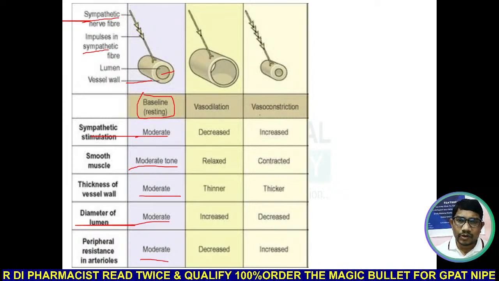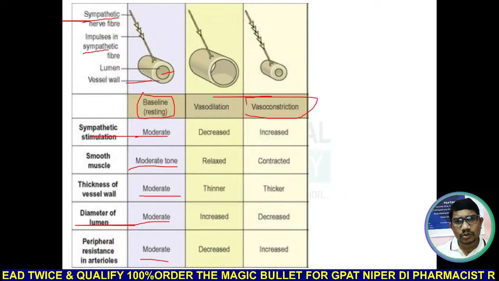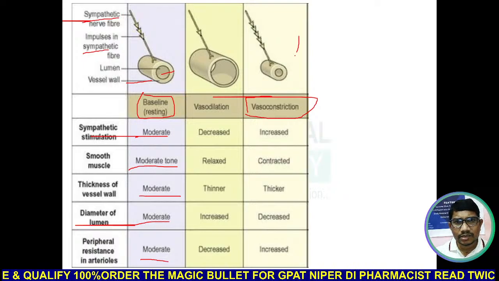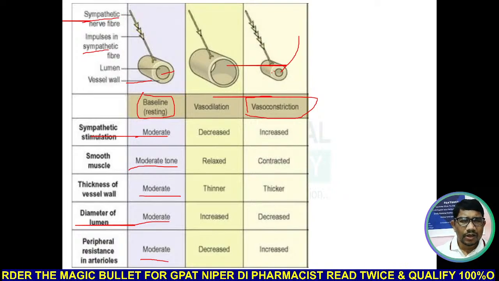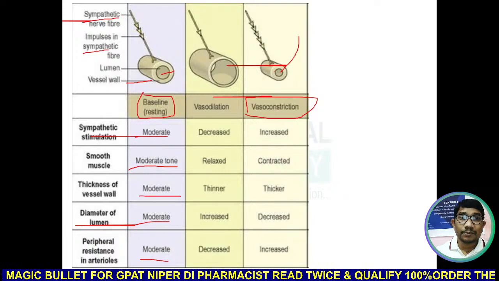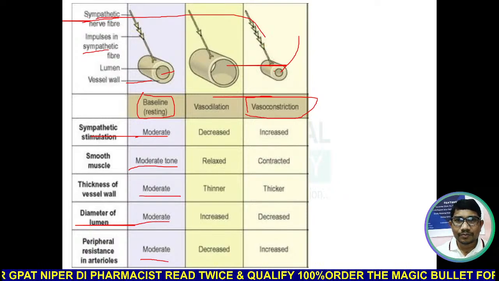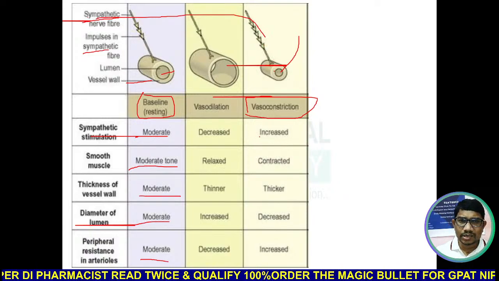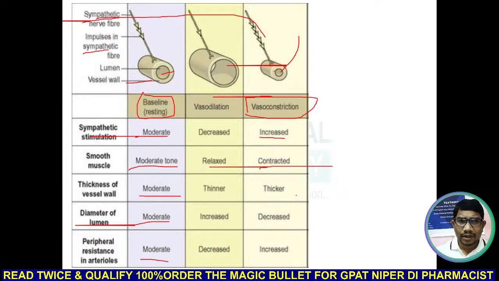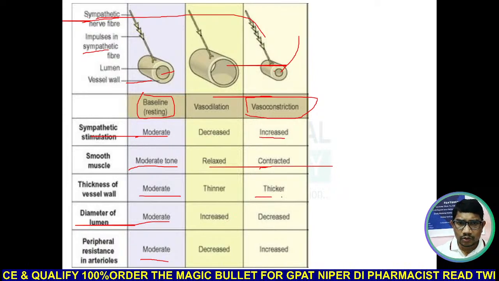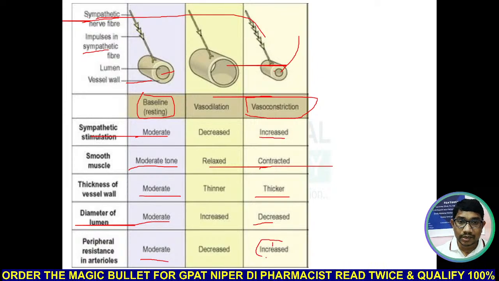Now, vasoconstriction मतलब क्या? Constriction of blood vessel. You can see over here, the lumen of the blood vessel is decreased because of the constriction of smooth muscles of the blood vessel under the influence of the sympathetic nervous system. So adrenaline and noradrenaline will constrict the blood vessel. What will happen? Sympathetic stimulation is increased, it will cause vasoconstriction, the smooth muscles of the blood vessel are contracted, the vessel wall is thicker, the lumen is decreased, and peripheral resistance is increased. Right.